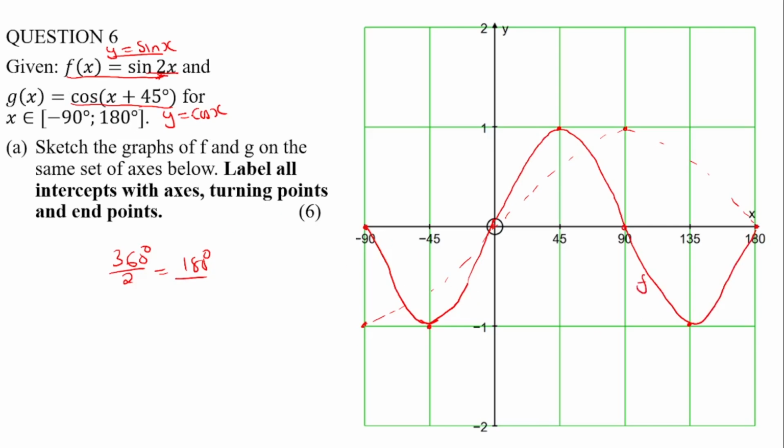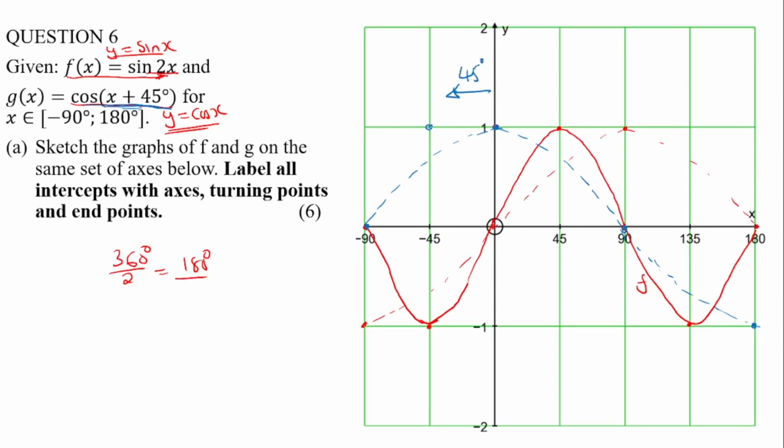G of x, we know that the graph of y is equal to cos x starts at 1 there, and then 90, and then 180 like that, and then it will be like that. This is the graph of y is equal to cos x, and then the graph of g of x is equal to cos of x plus 45. What is happening to this blue graph? It is shifted to the left. It is shifted to the left by 45 degrees.